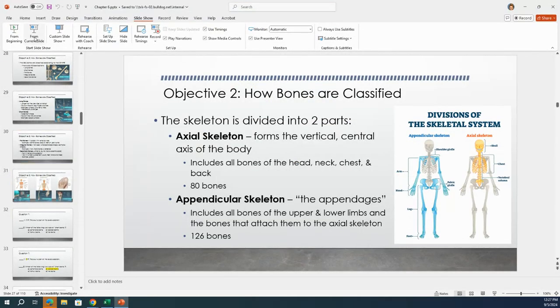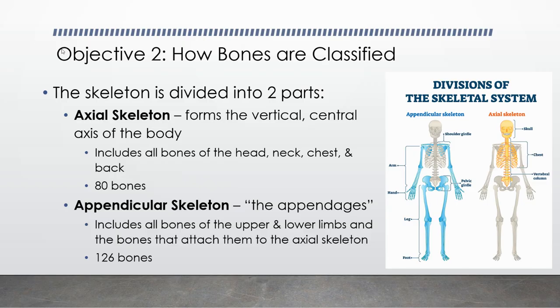Alright, so this video is going to cover Objective 2, Chapter 6 on how bones are classified. First off, we have two main divisions of our skeleton. We have the axial skeleton, which you can think of like your main axis. It is going to be the vertical axis of the body.